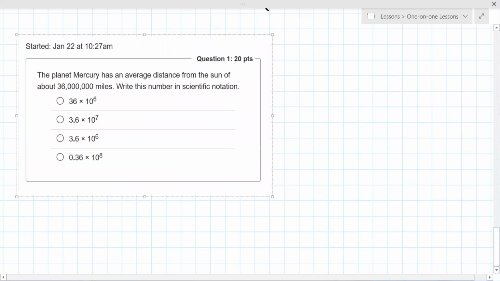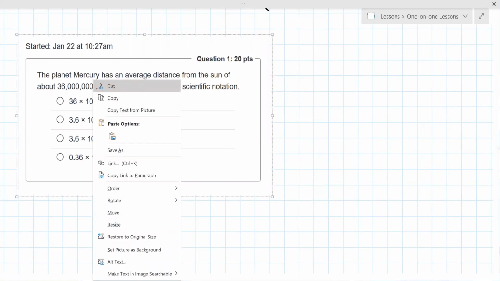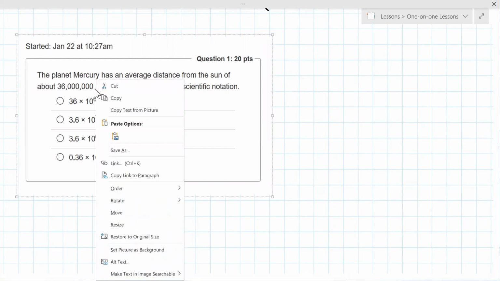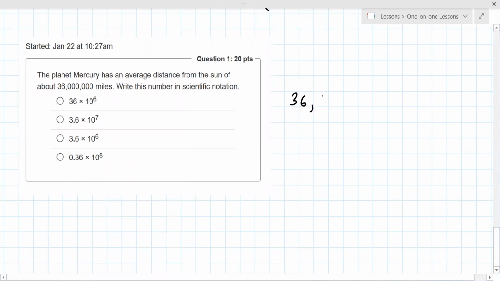So the first thing you have to do is figure out where the decimal point is. The decimal point is right there. It's always at the end, or it can be in front, depending on the problem. So I'm having some issues here. You're starting to glitch out for me. It should be okay now.